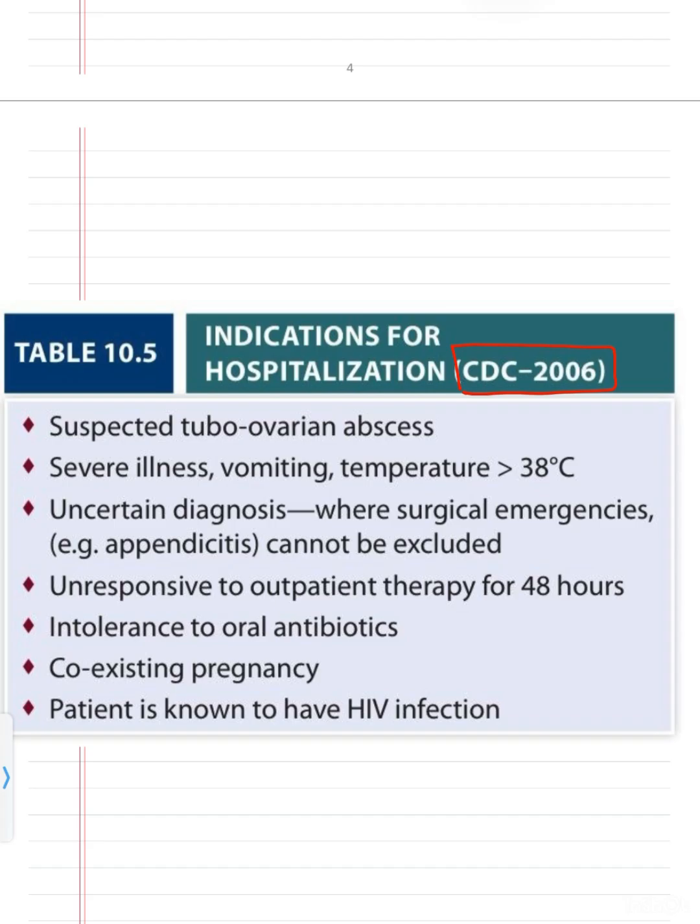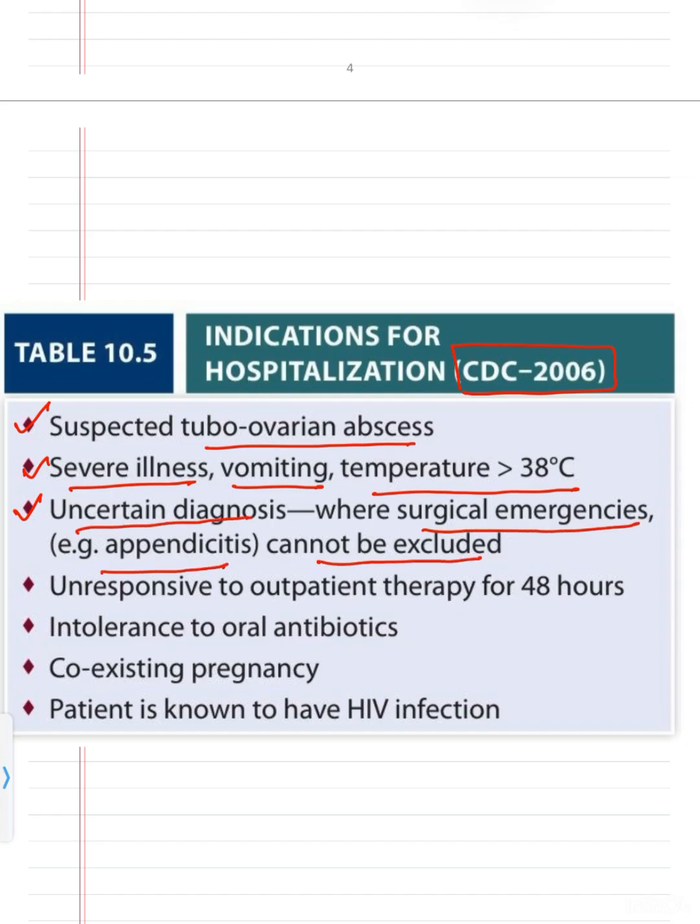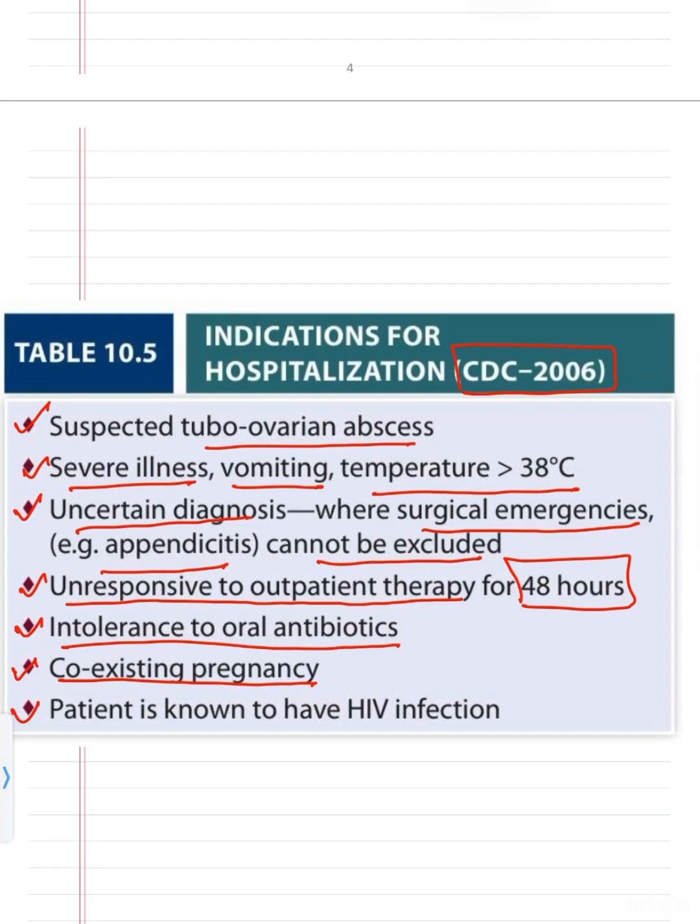So what are other indications? One is suspected tubo-ovarian abscess. Second, there is severe illness, vomiting, temperature more than 38 degrees Celsius. There is some uncertain diagnosis where surgical emergencies like appendicitis cannot be excluded. Or the patient is unresponsive to outpatient therapy for 2 days, for 48 hours. The patient is intolerant to oral antibiotics. The patient is having coexisting pregnancy. And the patient is known to have HIV infection. So in these conditions, you are going to hospitalize the patient and start the IV antibiotics.